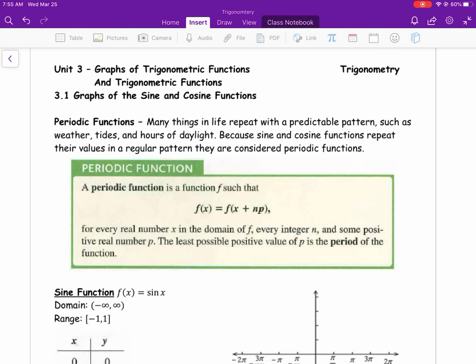Many things in life repeat with a predictable pattern, such as weather, tides, and hours of daylight. Because sine and cosine functions repeat their values in a regular pattern, they are called periodic functions. They have a certain length, and then they start repeating.